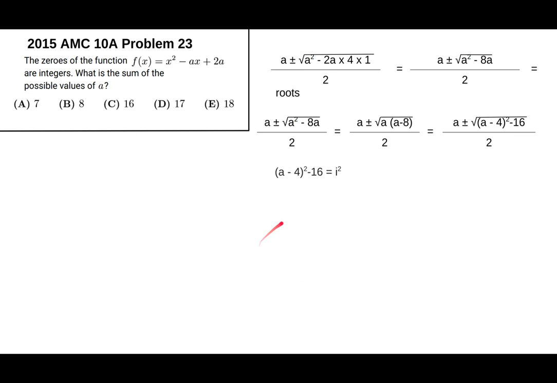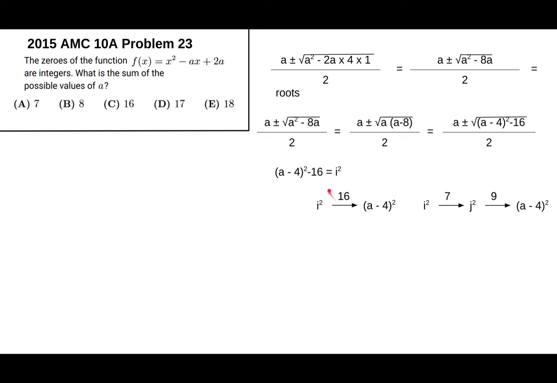So now, we can write (a minus 4) squared minus 16 as i squared, let's just say, because it has to be a perfect square. We can represent this as: i squared plus 16 is (a minus 4) squared. Now we can, in fact, plug in another j squared in between. i squared plus 7 is equal to j squared, and j squared plus 9 is (a minus 4) squared.